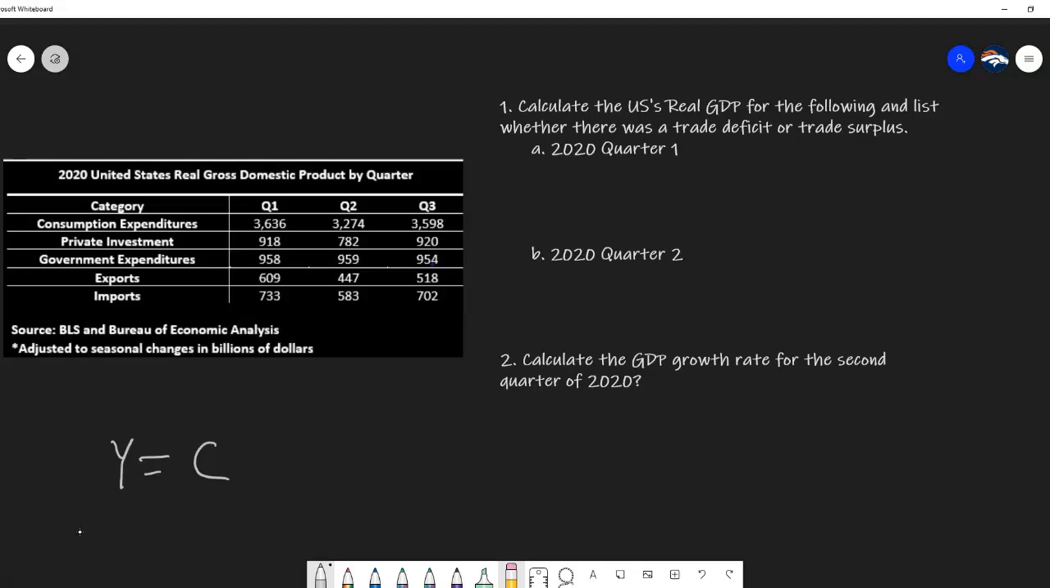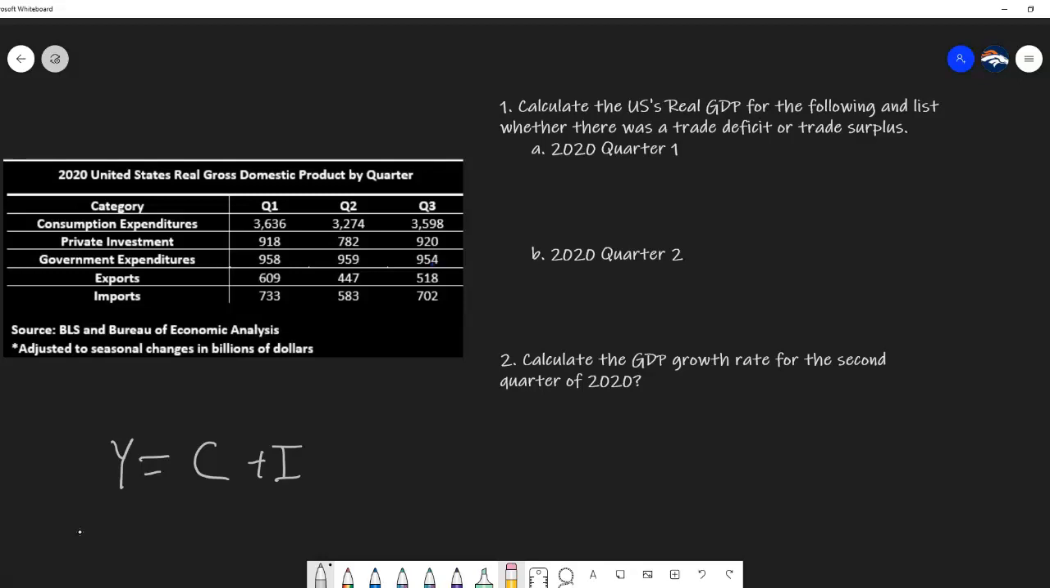Next, we have investments, so C plus I. These are anytime businesses spend money on building new factories or equipment, buying equipment that will be used in the production process but is not actually going to be resold in some manner. It's used to produce more goods and services, but it's not actually going to be made into goods and services.